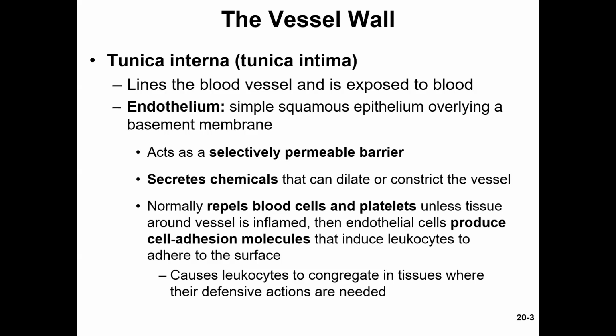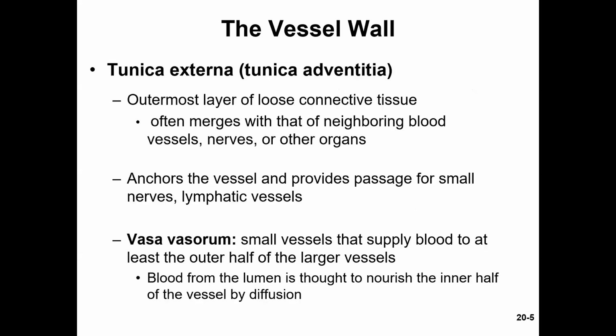It will secrete chemicals that can dilate or constrict the vessel. It normally repels blood cells and platelets unless the tissue around the vessel is inflamed. Then endothelial cells will produce cell adhesion molecules that induce leukocytes to adhere to the surface. This causes the leukocytes to congregate in the tissues where their defensive actions are needed.